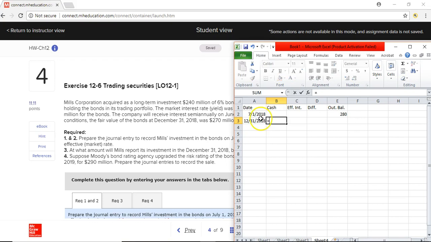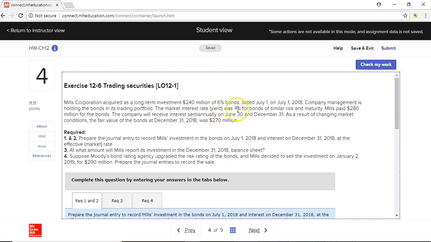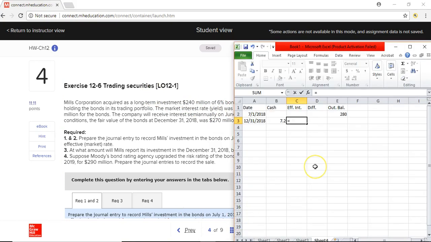Cash interest is the stated rate, 3%, multiplied by face value, $240 million. Effective interest rate is the market rate, 2%, multiplied by the previous balance. The difference between cash interest and effective interest is calculated by the larger number minus the smaller number.